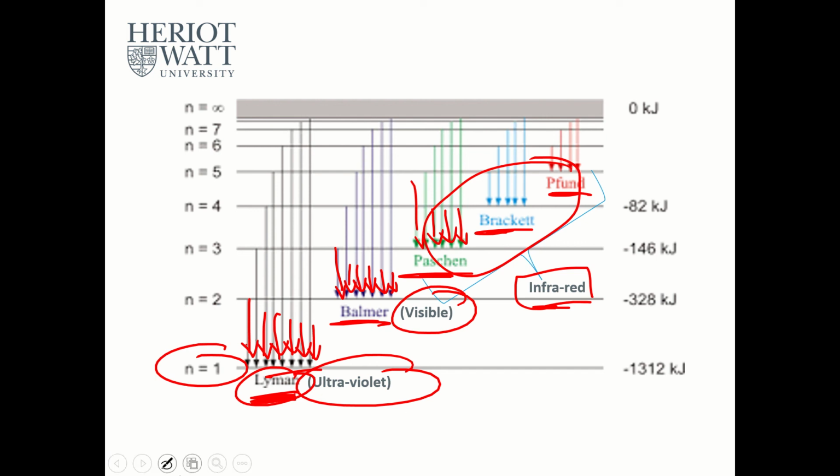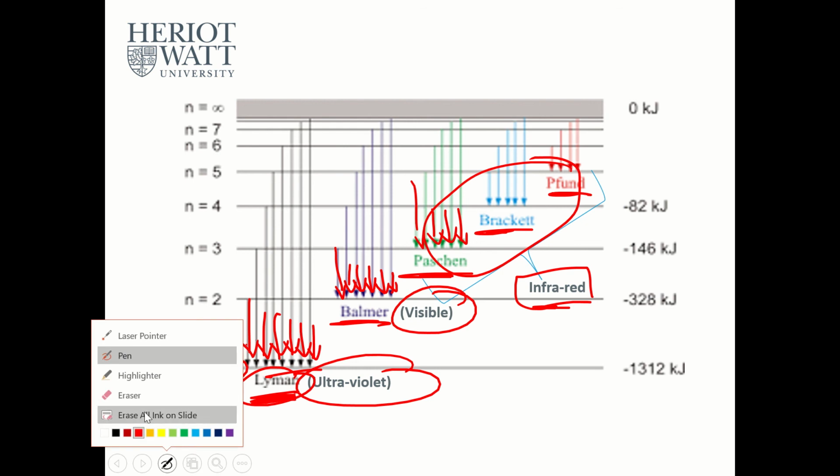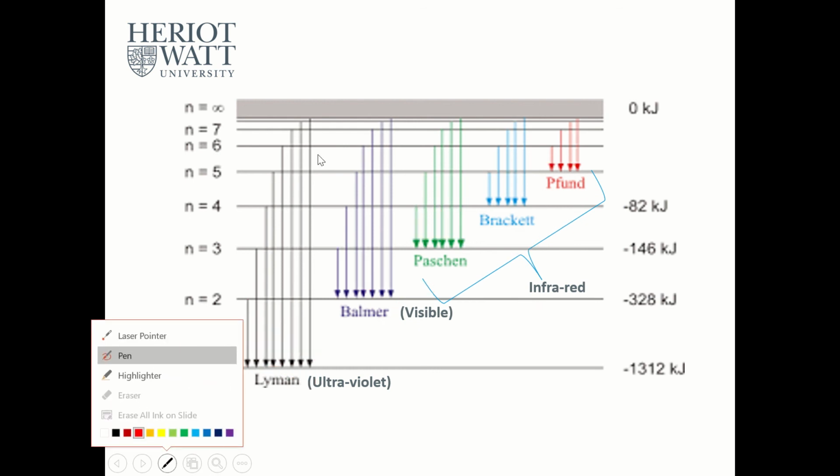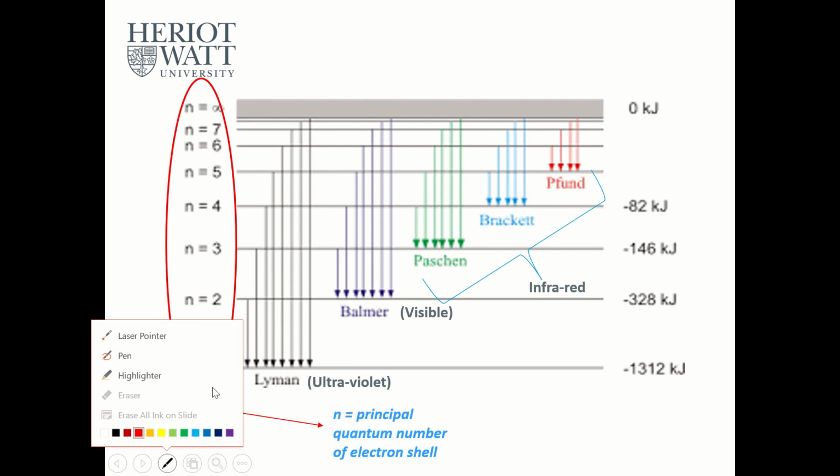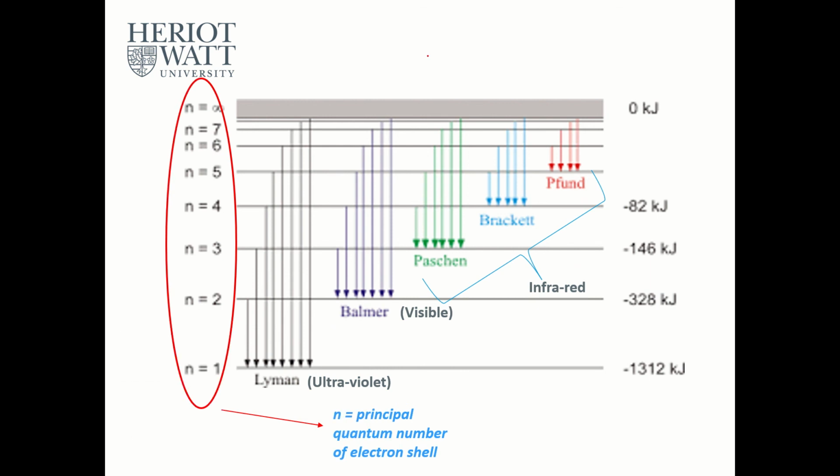Let me give you a scenario here. Let's say I've got the line spectrum. This is the principal quantum number, which indicates the electron shells. Let's say I have a line spectrum here, with lines. This is the line spectrum that I got from an unknown atom or unknown element. These are the lines that I've got.